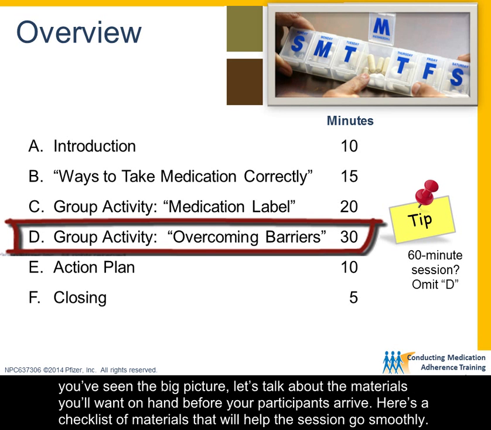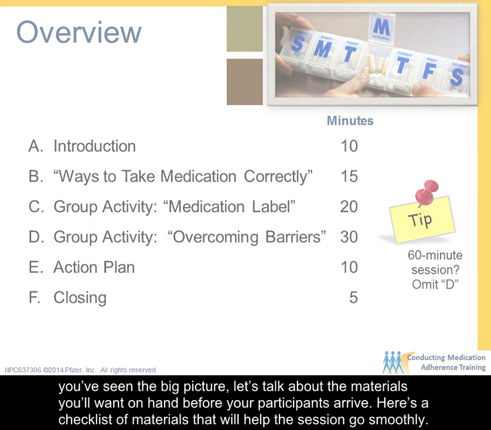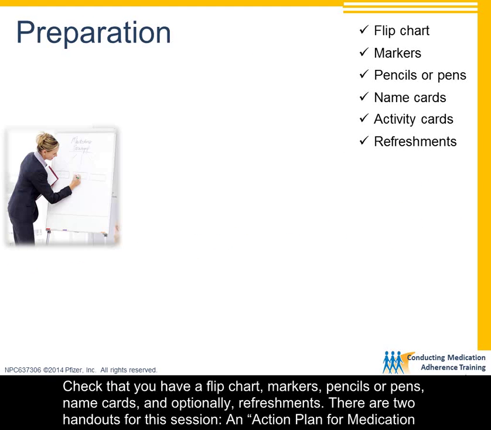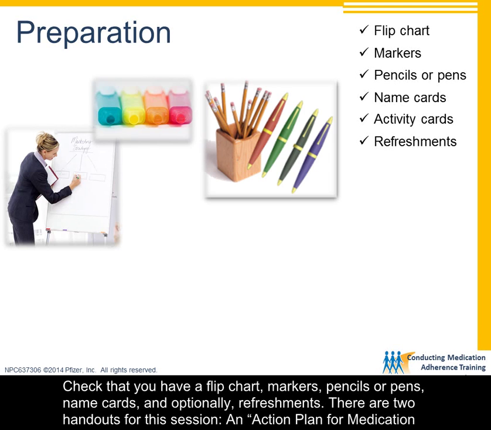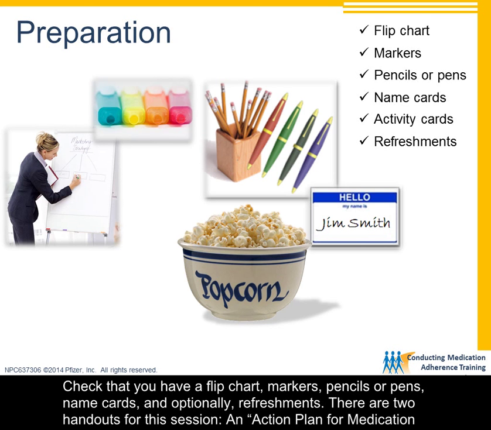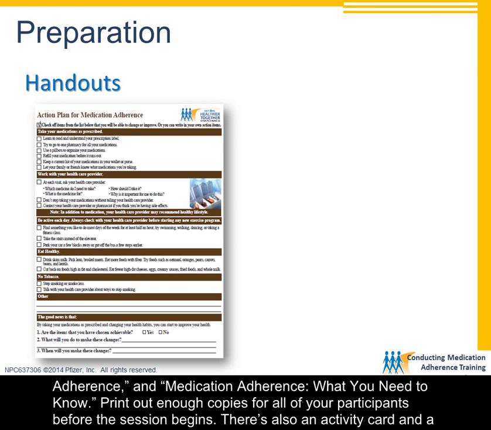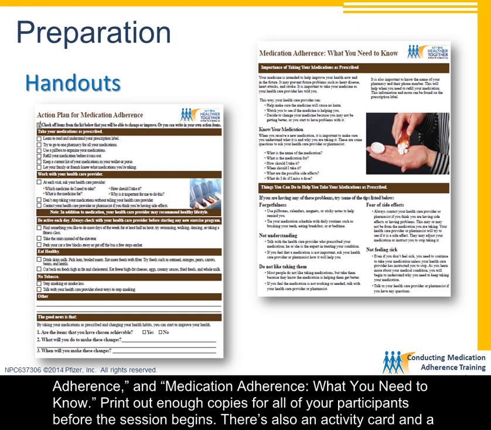Now that you've seen the big picture, let's talk about the materials you'll want on hand before your participants arrive. Here's a checklist of materials that will help the session go smoothly. Check that you have a flip chart, markers, pencils or pens, name cards, and optionally, refreshments. There are 2 handouts for this session, an action plan for medication adherence and Medication Adherence, What You Need to Know. Print out enough copies for all of your participants before the session begins.